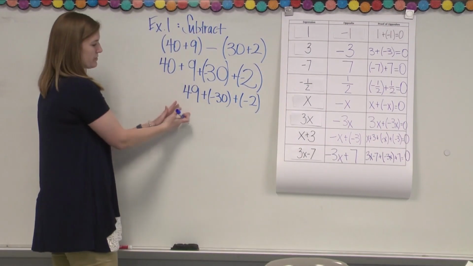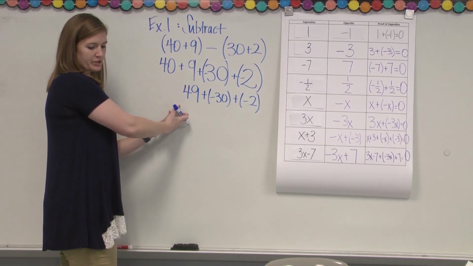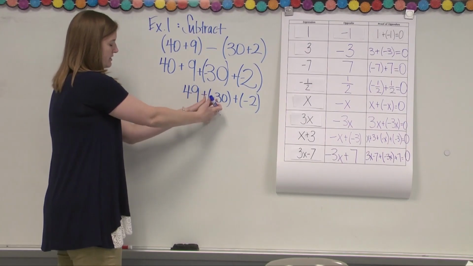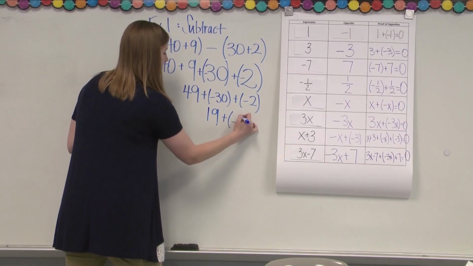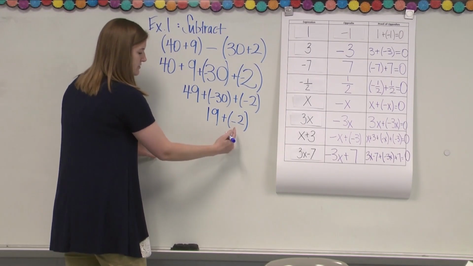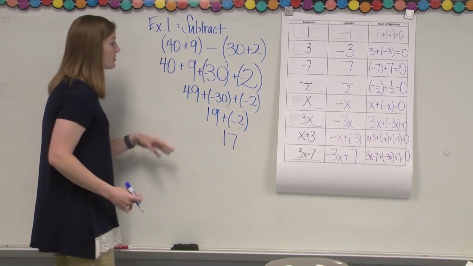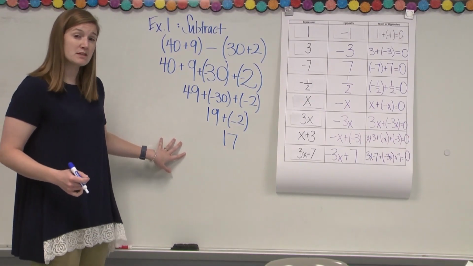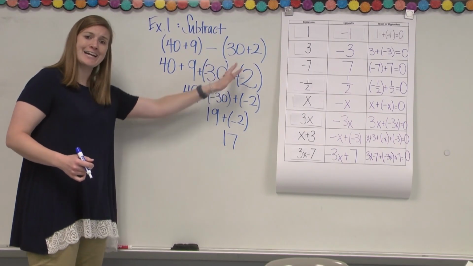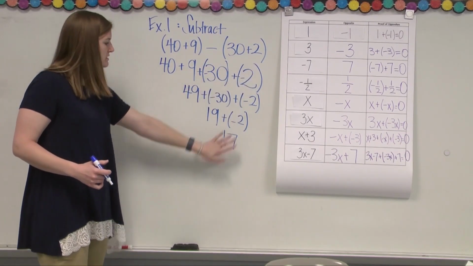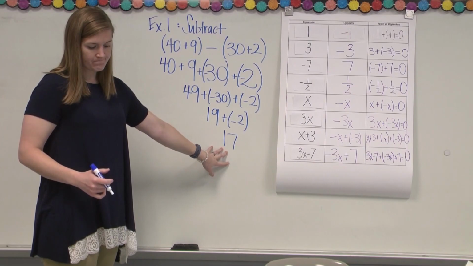So 40 plus 9 is where the 49 came from. So now we're going to do 49 plus negative 30, which gives me 19. And then 19 plus negative 2 is 17. So this is using our knowledge of opposites and saying that subtracting 30 plus 2 is the same as adding negative 30 and adding negative 2, using our knowledge of opposites and coming up with 17.